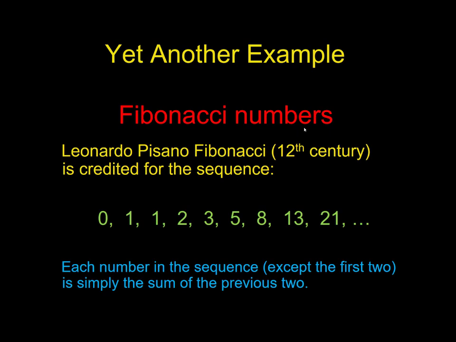Fibonacci numbers. This is named after the person who came up with the sequence. The first two numbers, 0 and 1, are fixed, and then each subsequent number is the sum of the previous two. So 1 is equal to 0 plus 1. Likewise, 2 is equal to 1 plus 1. Then 3 is 2 plus 1, and then 5 is 3 plus 2, and so on.